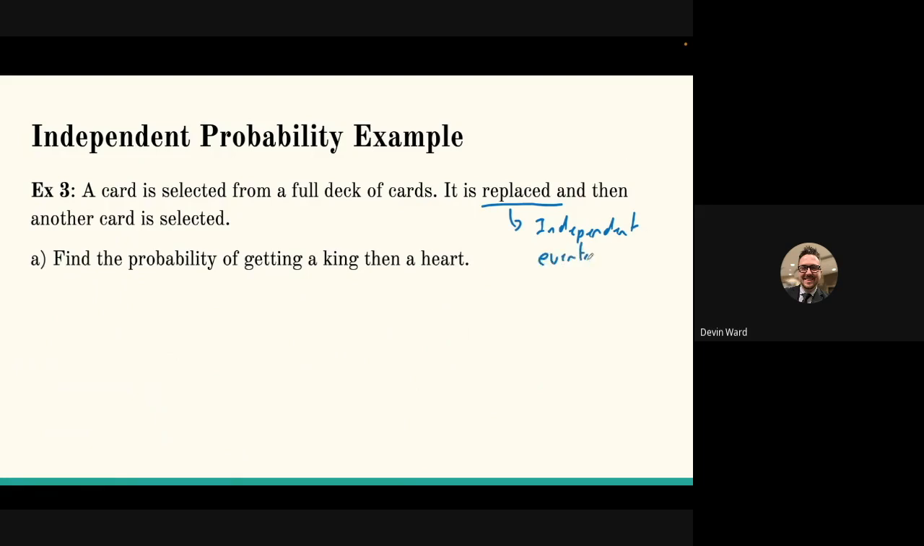Okay. Because we're assuming it's just randomly selected and then randomly put back and then random selection again. So the first card we take doesn't depend on the second card that we take. Unlike when we're taking one without replacement, they were dependent on one another because it mattered what our first card was. Okay. So we want to find the probability of getting a king, followed by the probability of getting a heart.